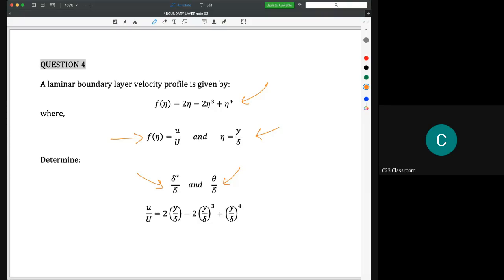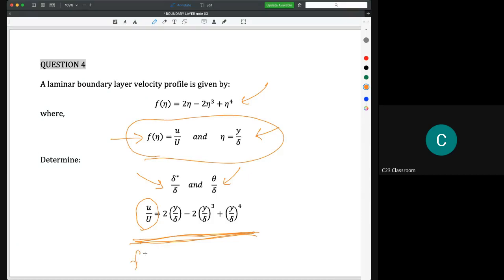So we know previously in our previous lecture, when the power of 4 here, we could write it as u over u equal to 2y over delta minus y over delta by the power of 3 plus y over delta by the power of 4. If you see this velocity profile, by using this assumption, we could write it as function of eta equal to 2 eta minus 2 eta cube plus eta by the power of 4. So I hope you could understand the meaning of these changes.